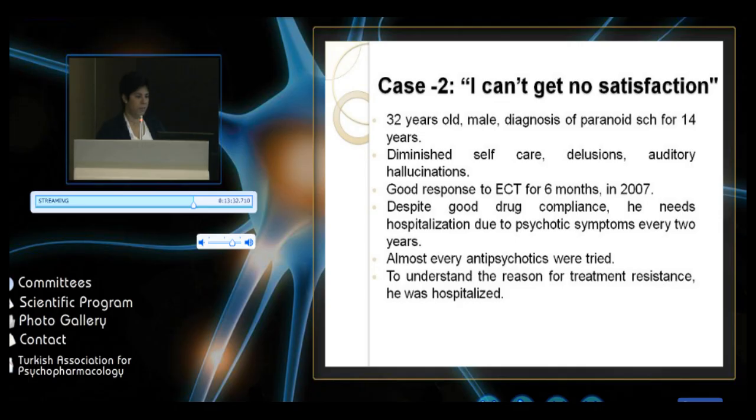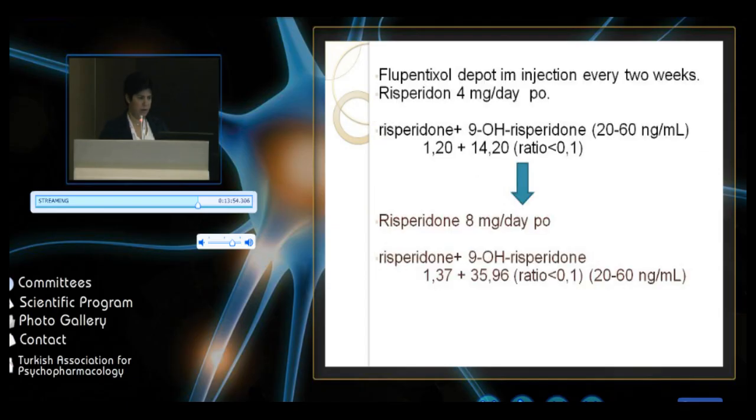This is the second case. A 32-year-old male patient with a diagnosis of paranoid schizophrenia for 14 years now. The patient has good response to ECT, but not to any antipsychotics. But we have to hospitalize the patient every now and then because he's resistant to therapy. The patient was receiving fluopentixol depot injections as well as risperidone at 4 milligrams per day. So clinically this is enough.